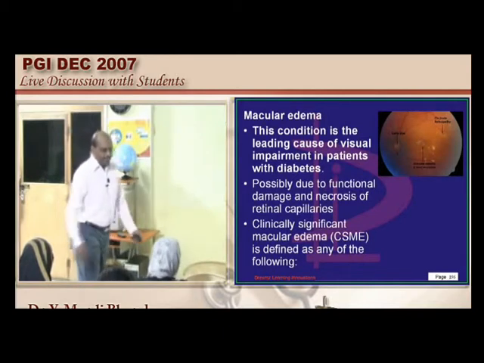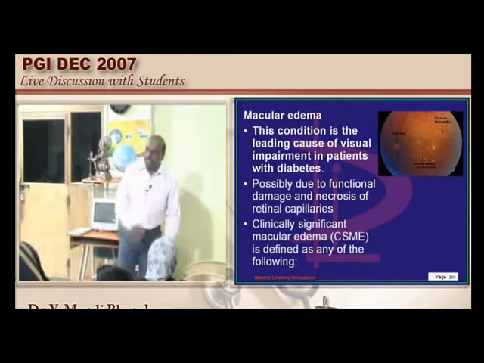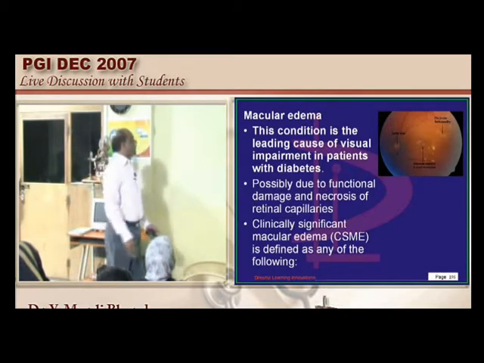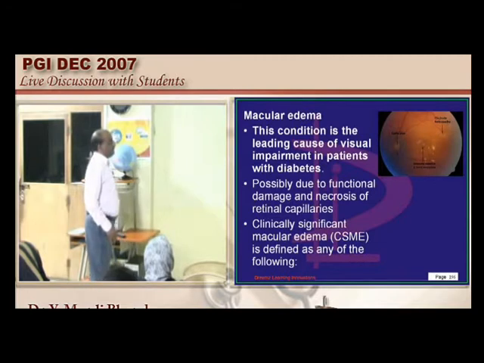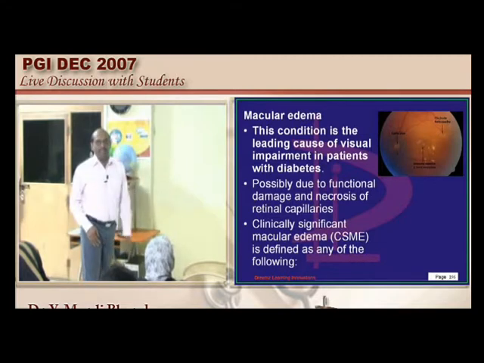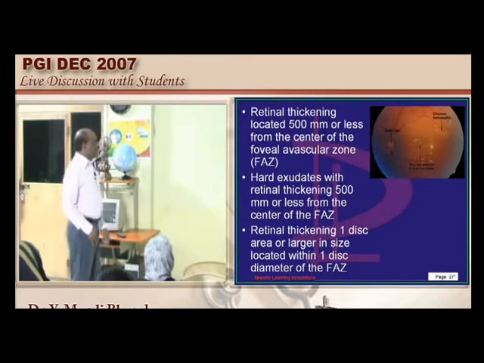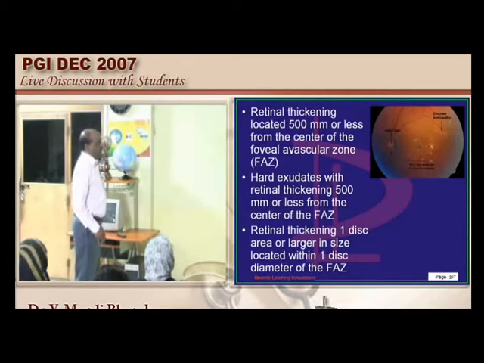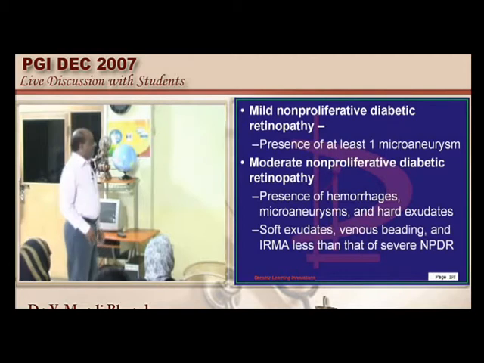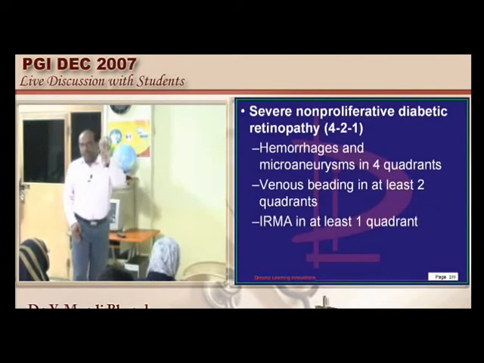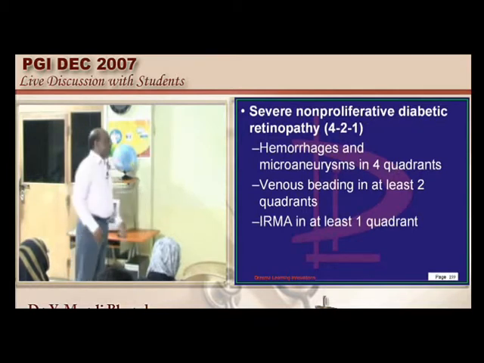Now quickly stratify diabetic retinopathy, doctor, into mild, moderate and severe. It is called mild non-proliferative if there is only one microaneurysm, which is the earliest clinical sign. It is called moderate if hemorrhages, microaneurysm, hard exudates, soft exudates, venous bleeding and IRMA are there, but IRMA is not so severe as to show proliferative changes. Until then it is called moderate.